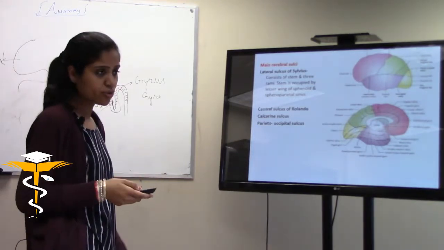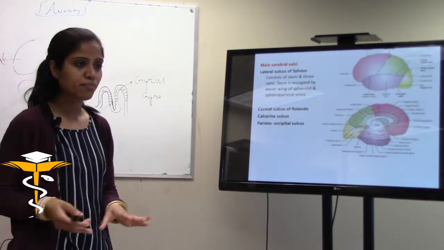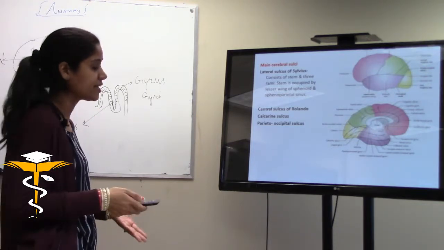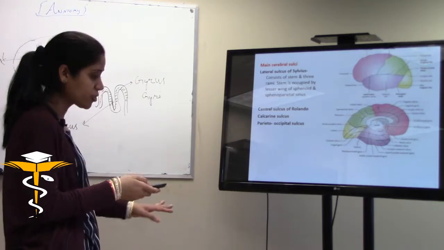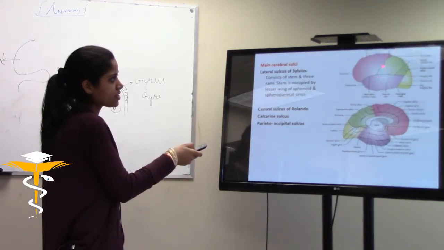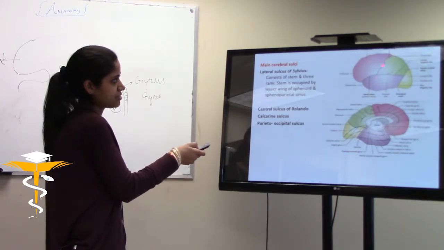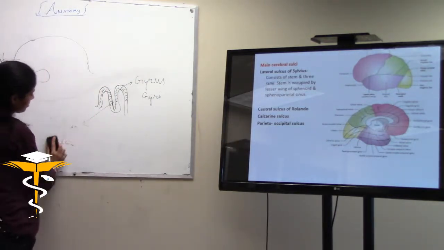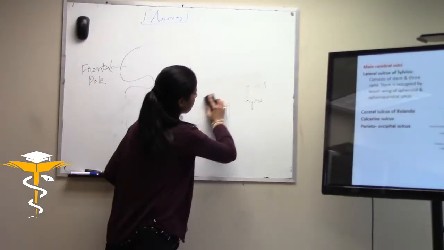I just now told you that there are infinite sulci and gyri. There are many in number, but the more prominent is the central sulcus. This is one of the important sulci of the cerebrum. We call it the central sulcus, this one. And I'll be drawing the schematic diagram of the cerebrum again here for a better understanding.